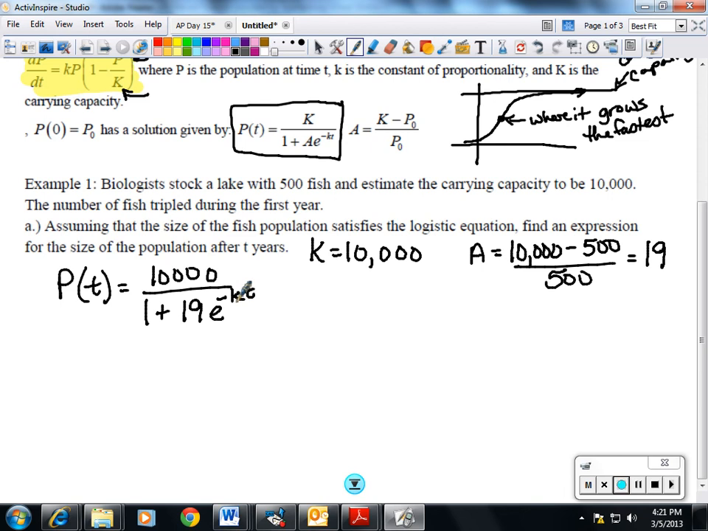Now I need to solve for k in order to find an expression for the size of the population after 2 years. To solve for k, we fill in what we know. It says the number of fish tripled during the first year. If it tripled, then how much do I have? If I started with 500, that's telling me that at 1 year, it tripled, so I would have 1,500 because I would multiply the 500 by 3. So I'm going to fill in my 1500 equals 10,000 over 1 plus 19e to the negative k times 1, so just negative k.